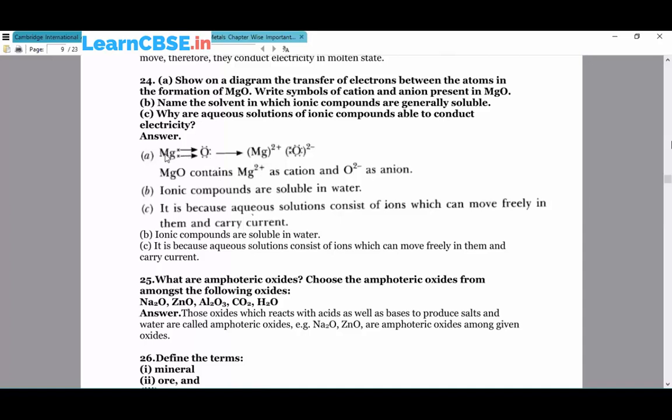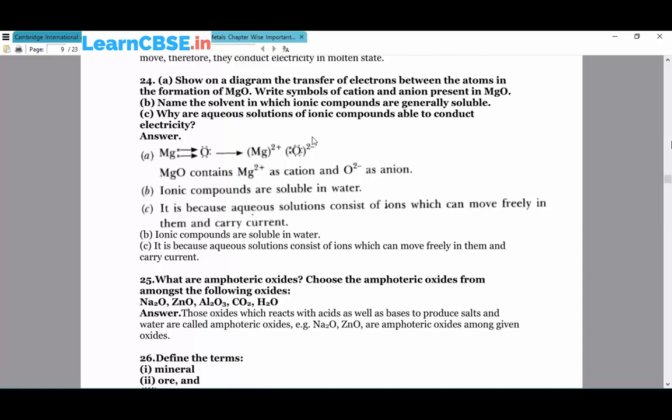So magnesium can lose the 2 electrons, and oxygen can gain the 2 electrons to complete the outermost shell. So the 2 electrons are transferred from magnesium to oxygen and it forms Mg2+ and O2-. MgO contains Mg2+ as a cation and O2- as an anion.